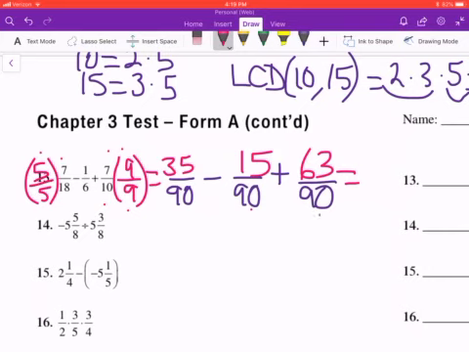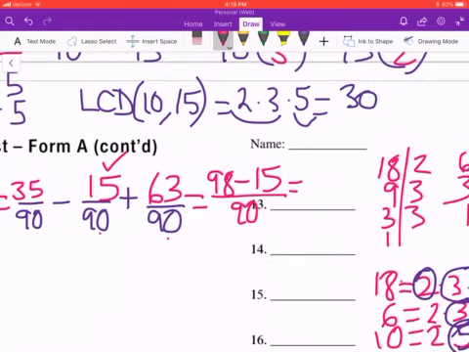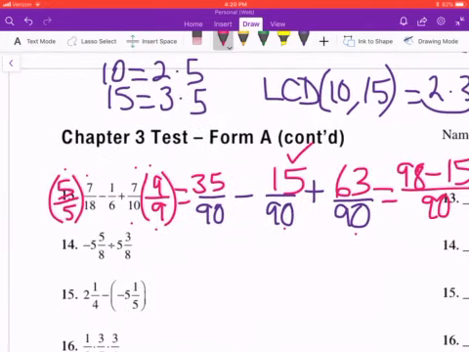We can add our positive numbers. So 35 plus 63 is equal to 98. So 98 minus, and then the 15 here. Remember that is divided by 90. And so 98 minus 15 is equal to 83. So 83 over 90, and there's nothing else we can do to simplify that one. That would be the simplest form.